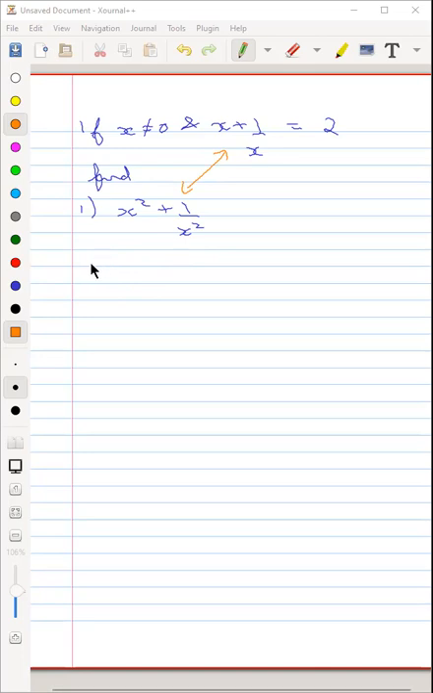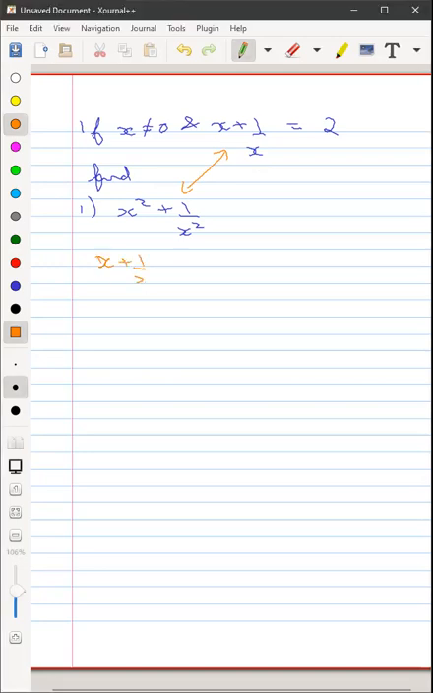That's okay. Tell me, what is the relationship between x plus 1 upon x and x squared plus 1 upon x squared? Any relationship that you can find? Yes, it will be x plus 1 upon x, the whole square. No. Before that, what is given to us? We're given this, right? So we can write this.